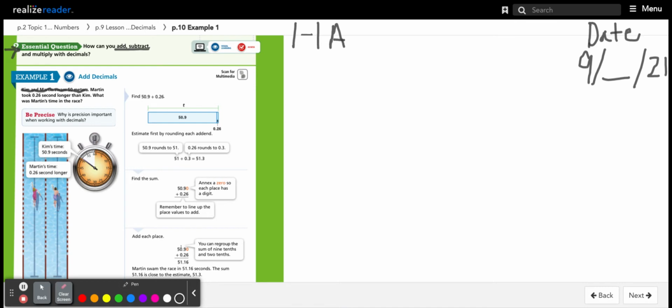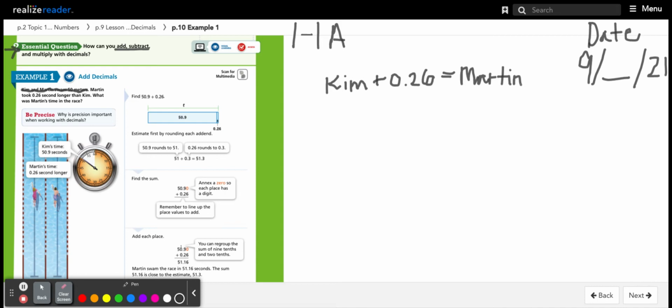If we have the amount of time Kim had, right, we're going to have Kim's length of time plus the 0.26 seconds is going to equal Martin's time. So that's just a little equation here that's going to help us to solve the problem. We have Kim's time plus the 0.26 seconds longer it took for Martin to swim is going to equal Martin's time. So now also, whatever I'm writing on the video, you should be writing in your notebook. We're working together to solve this question.